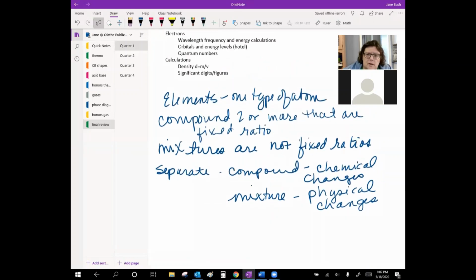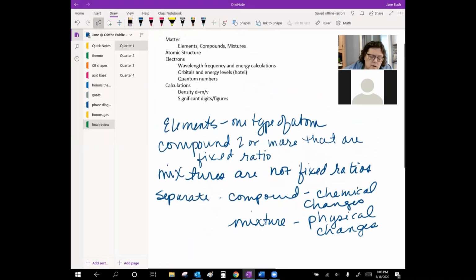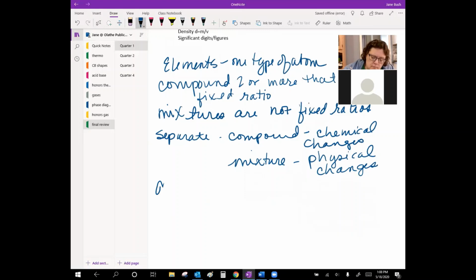All right, questions about elements, compounds, and mixtures? Probably not. All right, atomic structure. For once, he didn't put any questions about what was Rutherford's model or anything like that. Usually there's a question on there about that.